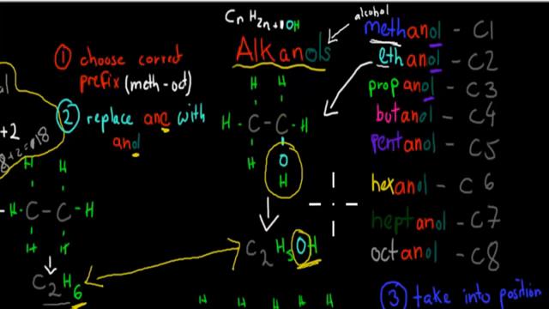And all alcohols, all alkanols, they have this OH group in their chain. Now this was the example of ethanol, but you can get the same for methanol, which would be with 1 carbon, but it would have an OH group. Propanol would have 3 carbons. It would have an OH group somewhere sticking off.